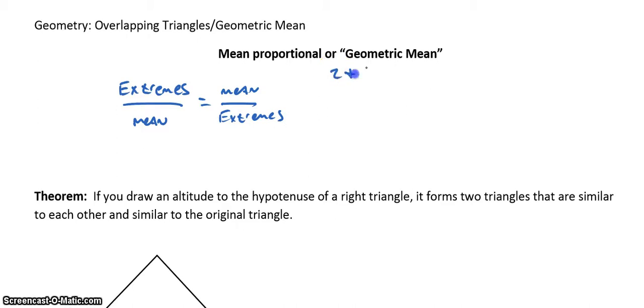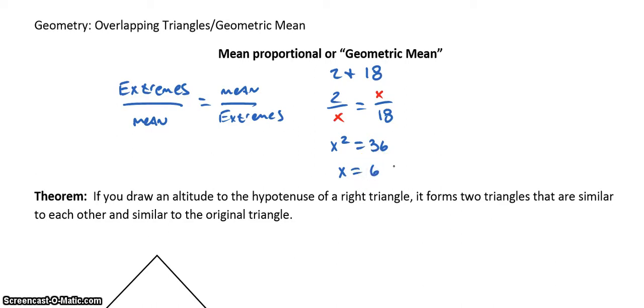So if I ask you to find the geometric mean between the two numbers 2 and 18, what happened is I've given you the extremes and I'm asking you to find the means. So we're going to call the extremes 2 and 18, and we're going to call the means x, and we want to solve for that x value. When we cross multiply, I get x squared equals 36, square root both sides, and x is 6.